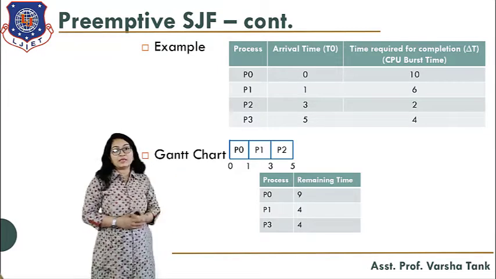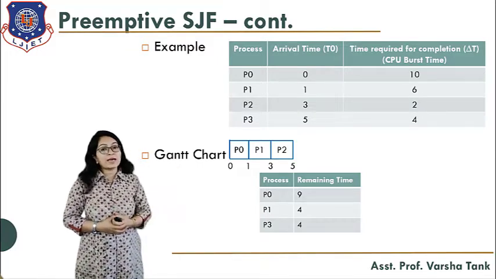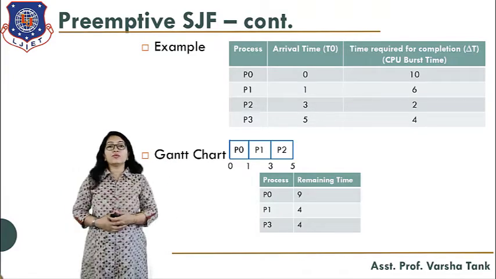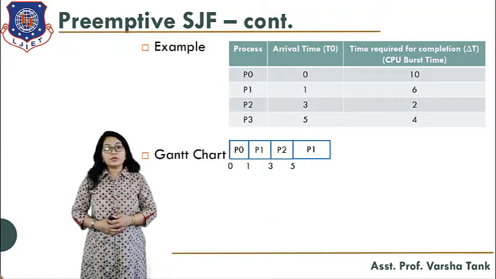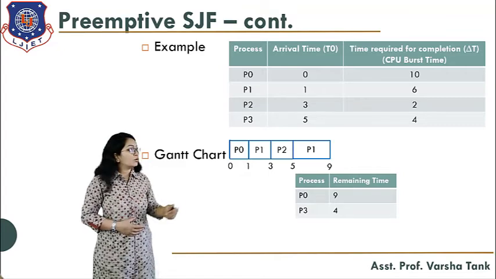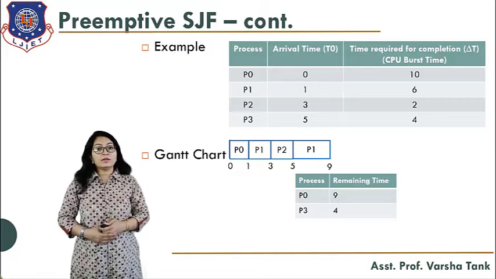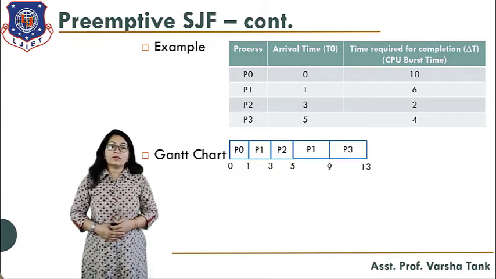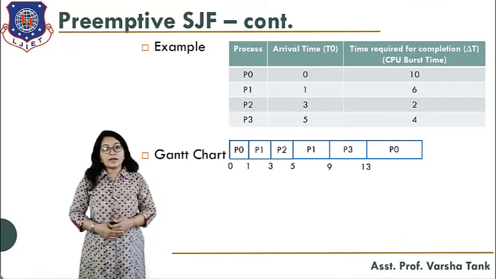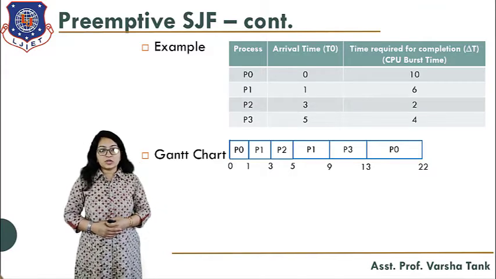Now P1 and P3 have the same burst time. So again, when the same burst time is there, you have to follow the first come first served rule. So here P1 will go for the execution, and after that P3 will go for the execution, which again requires the time 4. And after that P0 will go for the execution, which requires 9 time units, and here we complete our timeline chart. Got it?